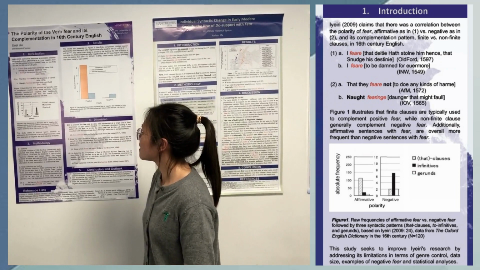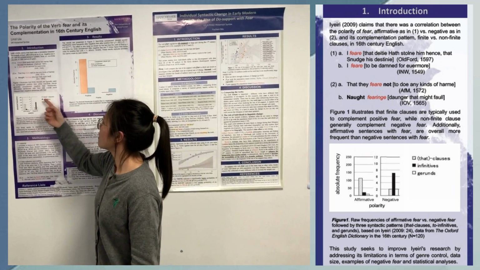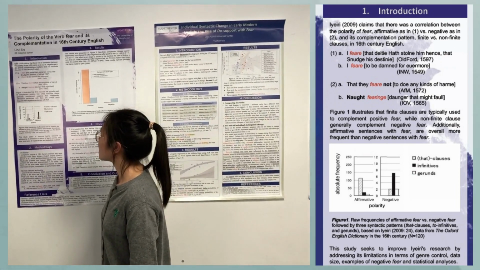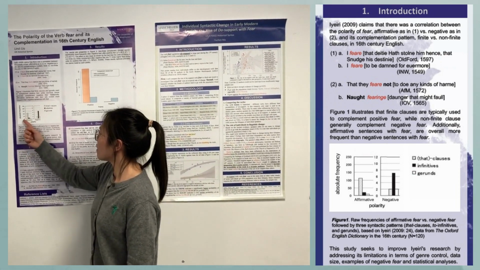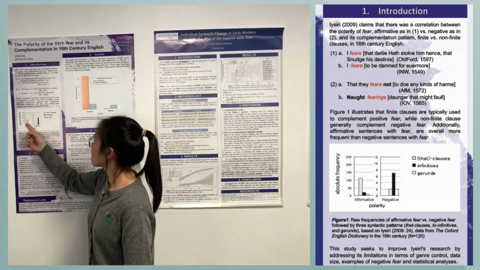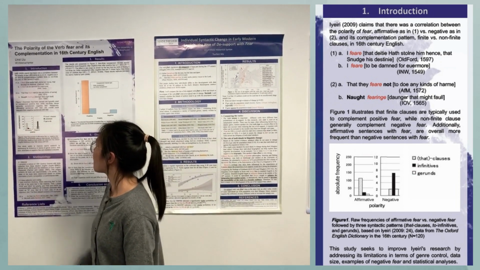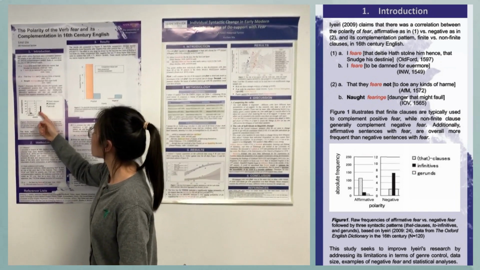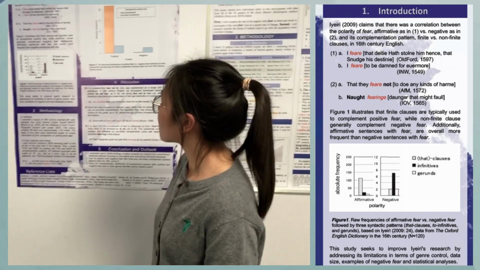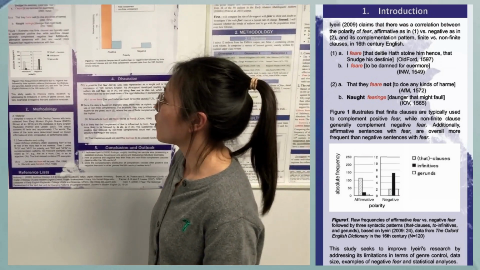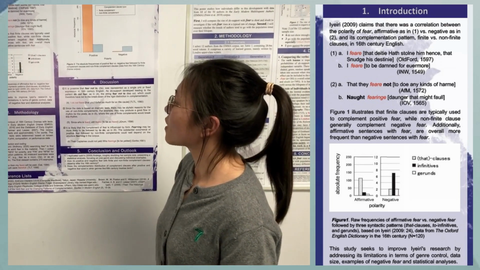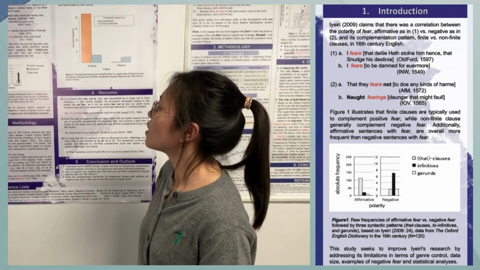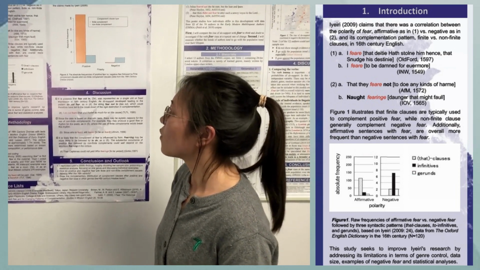In figure 1, we can see the diagonal striped bar is finite complement, and the black bar is non-finite complement. So in affirmative fear, the diagonal striped bar is taller than the black bar. And in negative fear, the black bar is taller than the diagonal striped bar. So finite clauses are typically used to complement positive fear, while non-finite clauses generally complement negative fear. And additionally, affirmative sentences with fear are overall more frequent than negative sentences with fear.